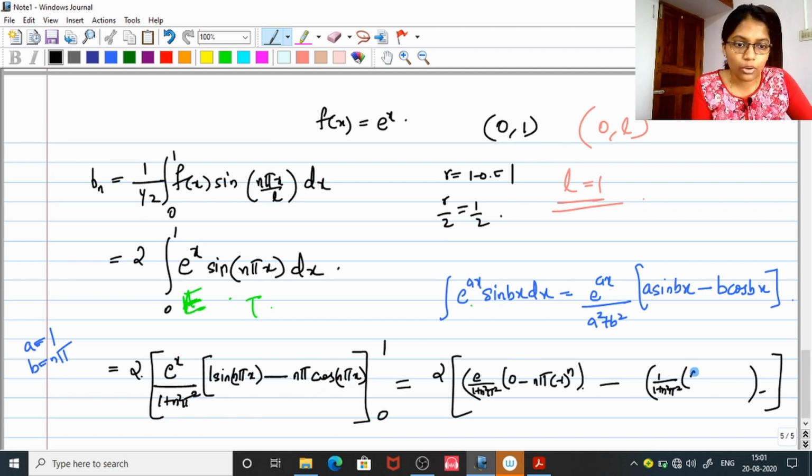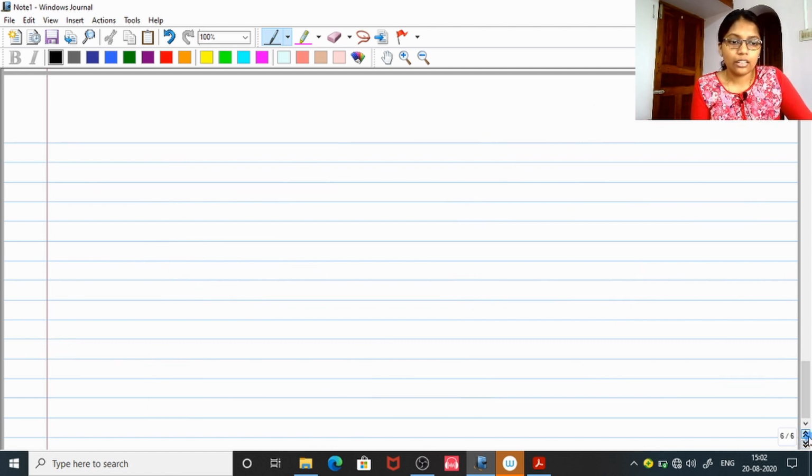Sin 0 is 0 minus what is cos 0? Cos n pi into 0, isn't it? When we substitute the 0 value for x, it becomes cos 0. Cos 0 value is 1. Okay, cos 0 value is 1. So, n pi into 1. Okay, that's it.